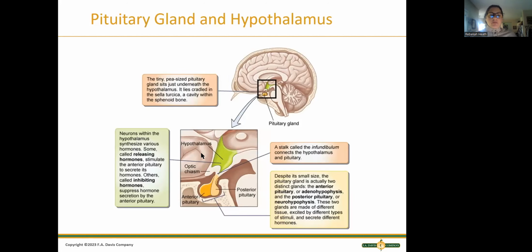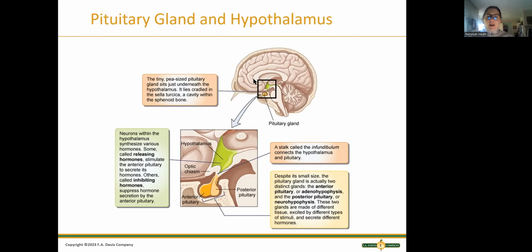So let's start up top, yeah? So the pituitary is tiny. It's about the size of a pea. It sits right underneath the hypothalamus. And even though it's small, there's the anterior, kind of in front, and posterior pituitary.